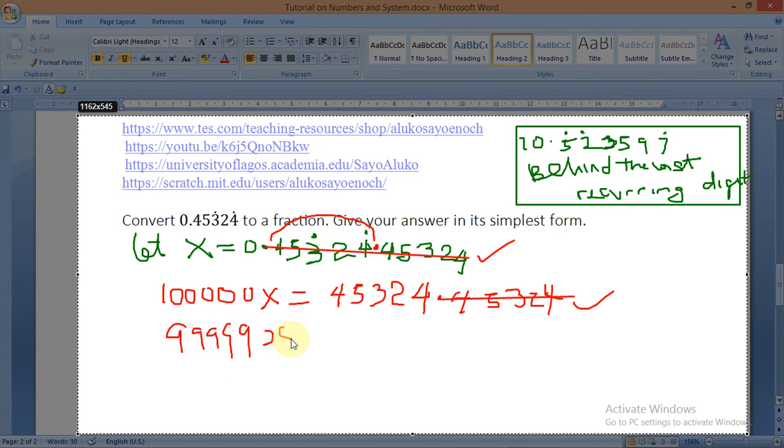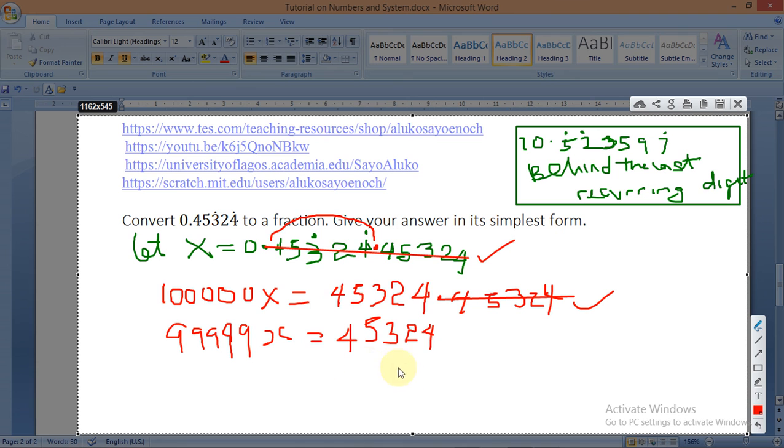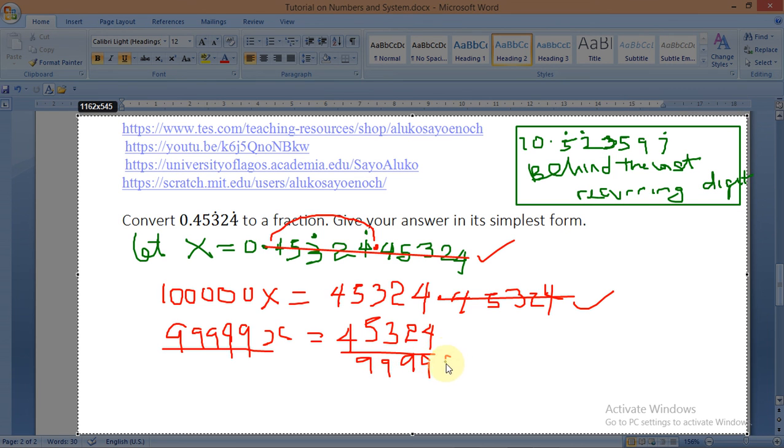Guys, use a calculator to confirm that. Then finally, I'll just do 4, 5, 3, 2, 4 minus 0. Thank God for that. Minus 0, 0 is an additive identity, so it's not going to affect that number. It will return the number back. If you take 0 away from any number or add it, it's going to leave the identity the way it is. So now you divide both sides by 9, in 5 places.